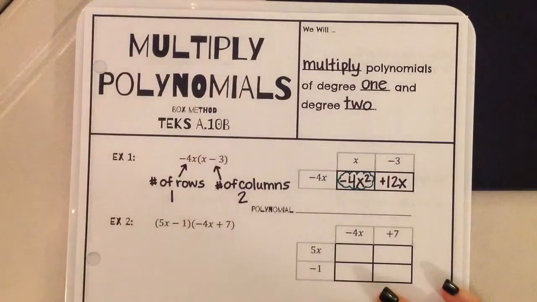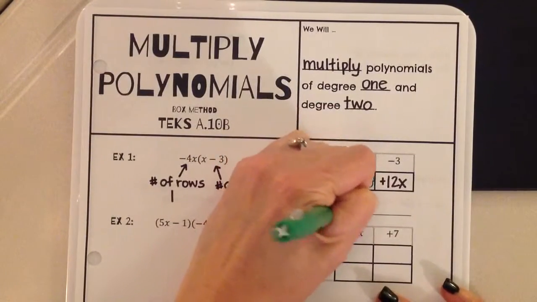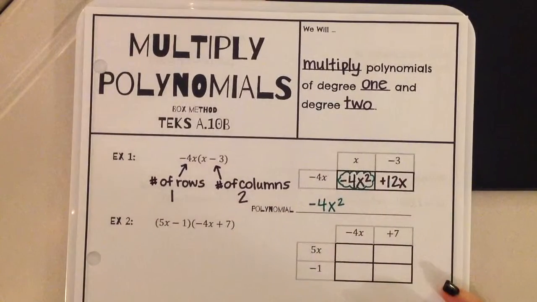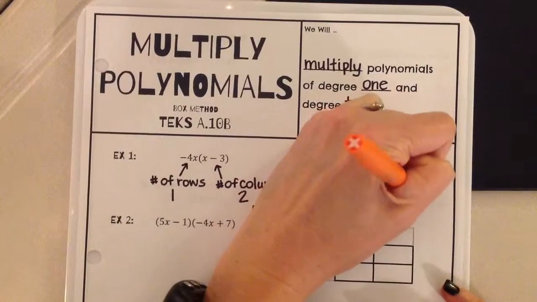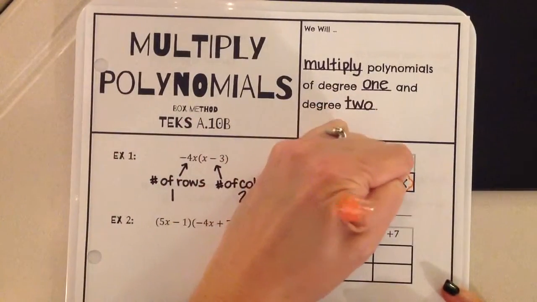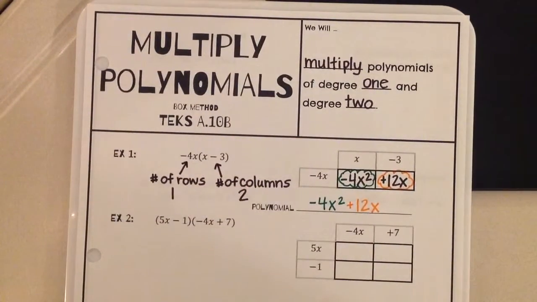So I'm going to start with my highest degree, which is a 2, and that's going to give me negative 4x squared. I don't have any other x squared, so my coefficient is going to stay negative 4. Now I have a 12x. Well, there are no other x's to combine it with, so it is going to stay a positive 12x. And that is the polynomial that I get when I multiply the term negative 4x times the polynomial x minus 3. So let's look at the next one.